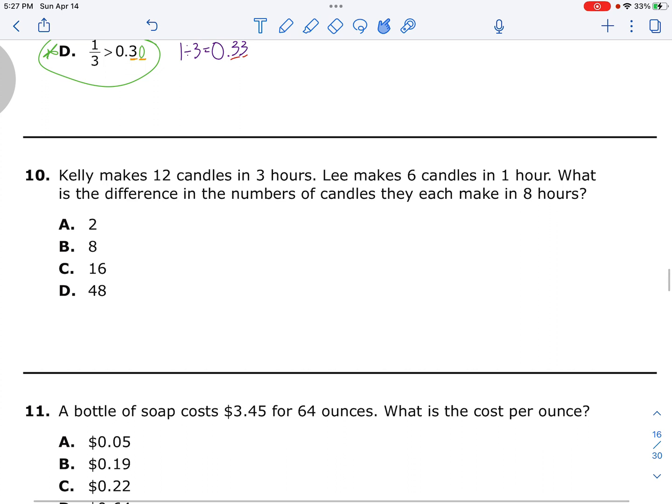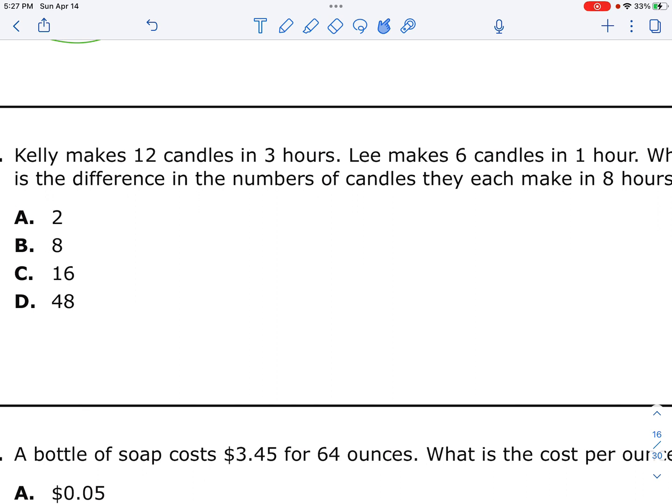Number 10, Kelly makes 12 candles in 3 hours. Lee makes 6 candles in 1 hour. What is the difference in the number of candles they each make in 8 hours? This one is a complicated question. It's not necessarily difficult, right? But it is complicated. There's lots of ways to do this.